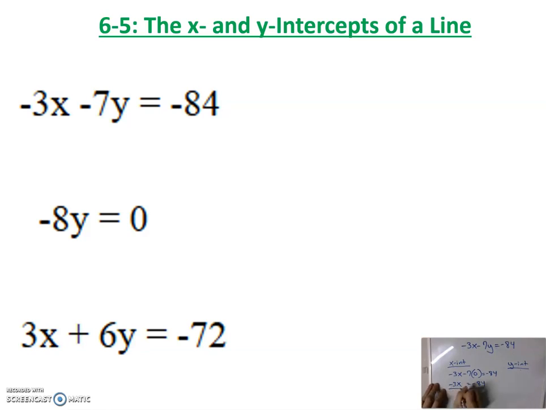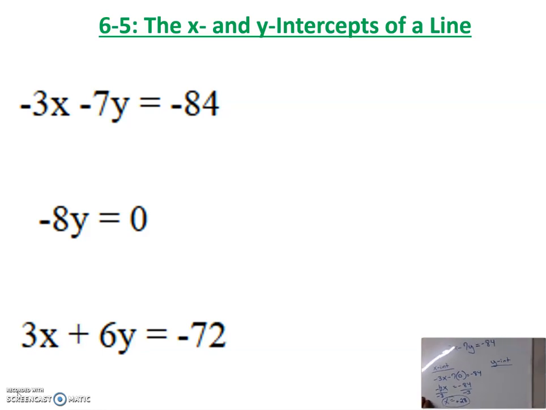Okay, and now I'm just going to divide this side by negative 3 and this side by negative 3. So then a negative divided by a negative gives me a positive. And 84 divided by 3 gives me 28, I believe. 20, 40, 60. 28? 24, 60, 24, yeah. Positive 28. So my x-intercept for this line would be positive 28.